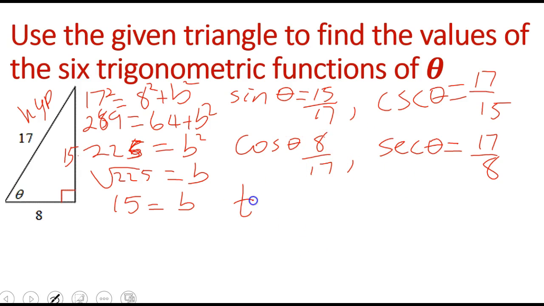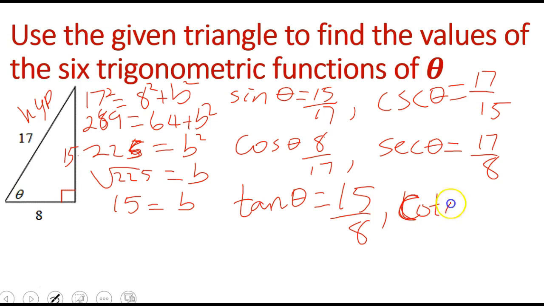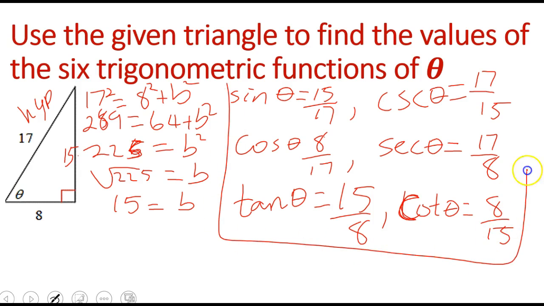And then tangent, tan theta, is opposite over adjacent, so that's 15 over 8. And cotangent theta is 8 over 15. And that's it. That's the 6 trig functions.